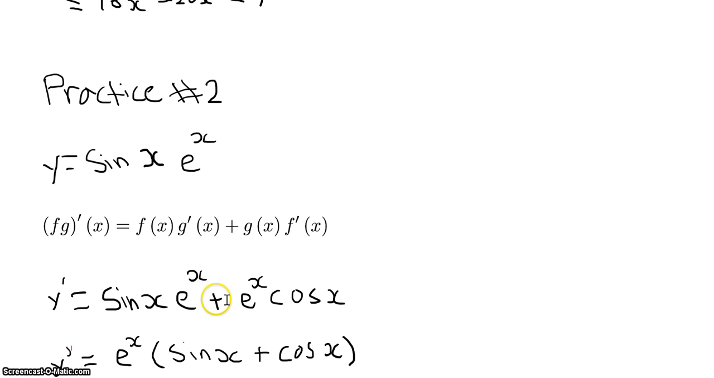And then add e to the x, which is just g of x, your second function as it is, multiplied by f prime of x, so the derivative of your first function. In this case, it's sine x, so it becomes cos x. So then if you want to take out e to the x, you can get the derivative of this function is equal to e to the x times (sine x plus cos x).